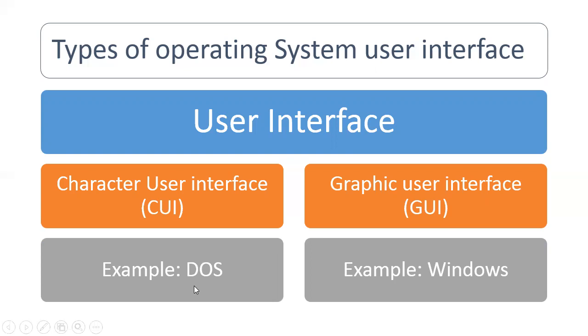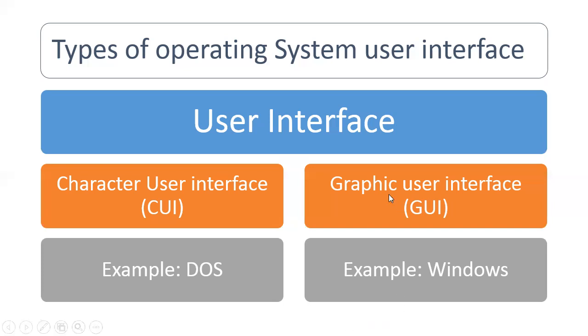Example of CUI is DOS, Disk Operating System. It is an operating system that runs from a hard disk drive. It refers to a family of disk operating systems, most commonly MS-DOS, Microsoft Disk Operating System. The first disk operating system used in personal computer was PC-DOS, Personal Computer Disk Operating System. It was developed by IBM, by the Microsoft Corporation in August 1981.